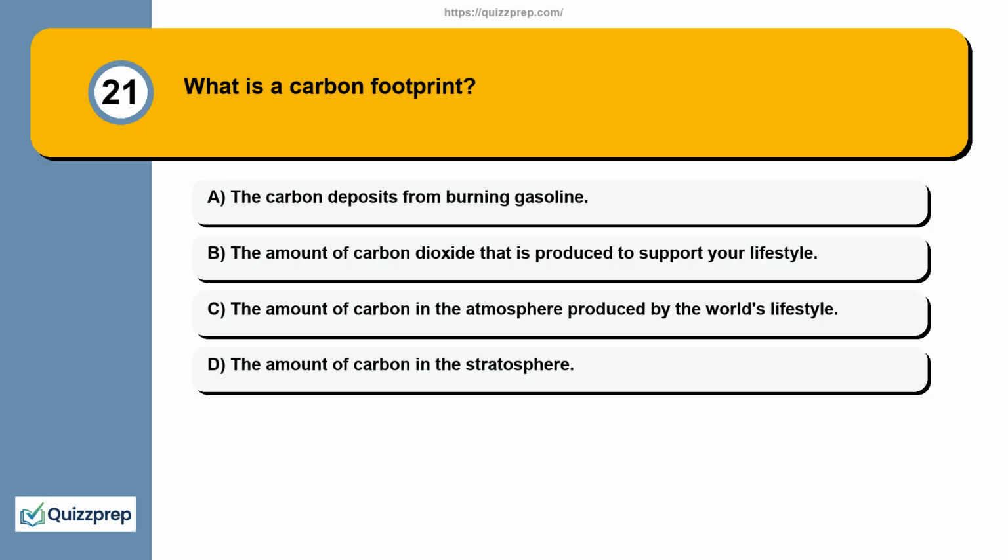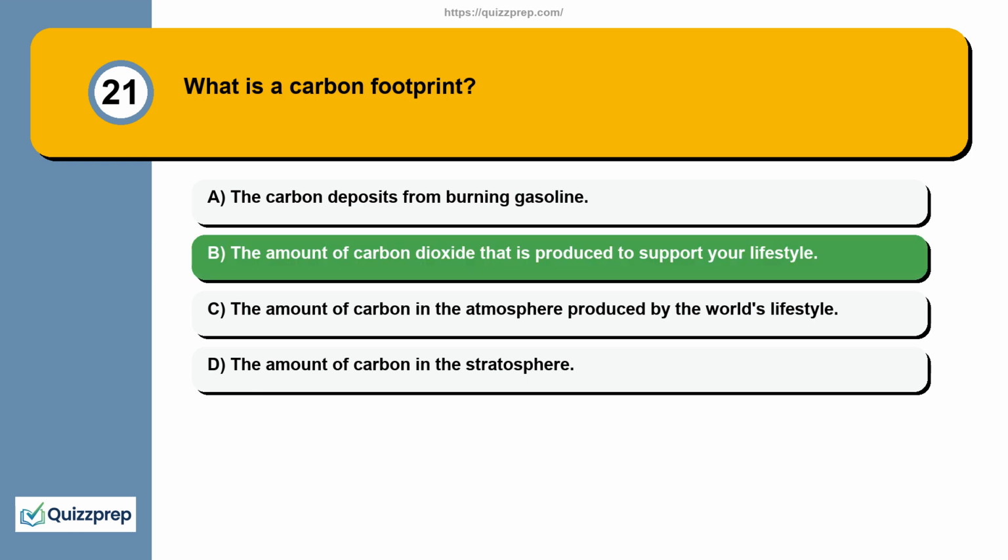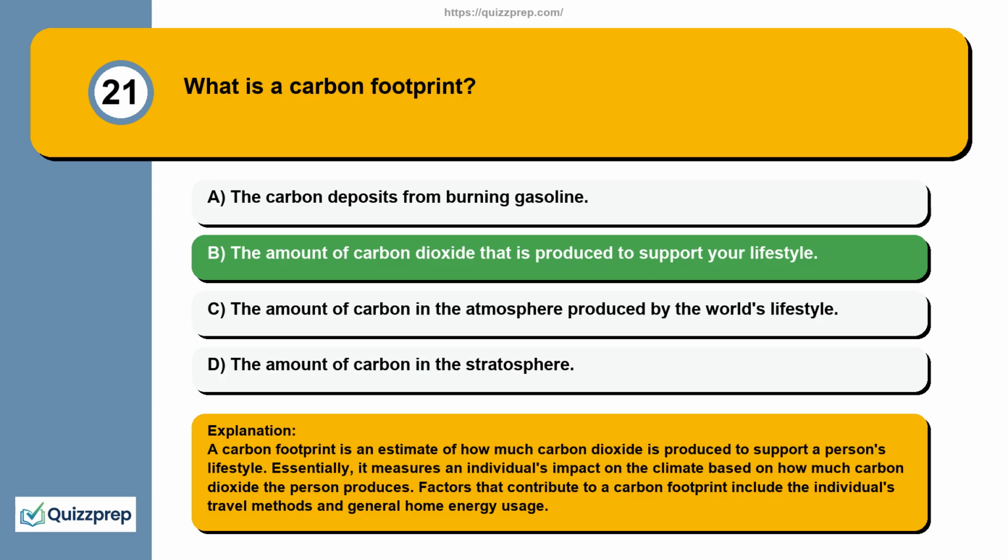Question 21. What is a carbon footprint? The carbon deposits from burning gasoline, the amount of carbon dioxide that is produced to support your lifestyle, the amount of carbon in the atmosphere produced by the world's lifestyle, the amount of carbon in the stratosphere. A carbon footprint is an estimate of how much carbon dioxide is produced to support a person's lifestyle. Essentially, it measures an individual's impact on the climate based on how much carbon dioxide the person produces. Factors that contribute to a carbon footprint include the individual's travel methods and general home energy usage.